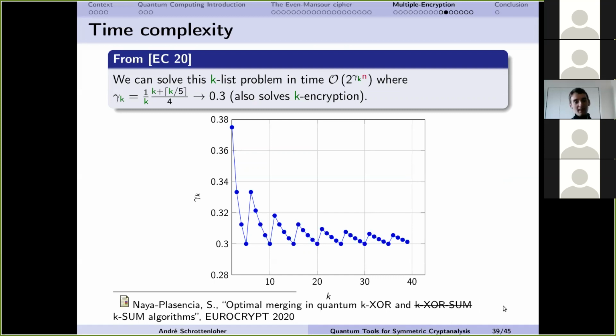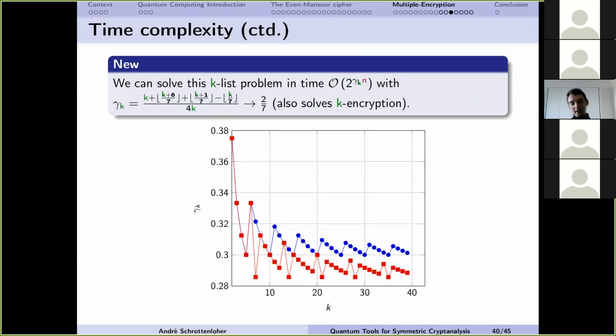So these were the results of last year. Actually, by studying this in a bit more detail and changing some constraints and how we write the algorithms, we can obtain something a bit better. It turns out that the problem seems to converge rather towards 2/7. So there are k encryption algorithms that, depending on the value of k, go to this complexity 2 to the 2n/7.